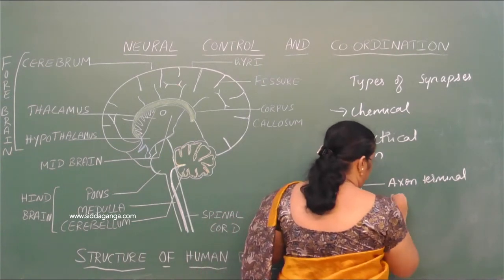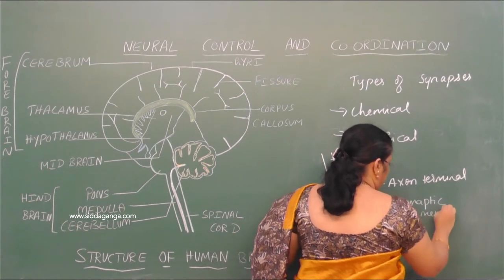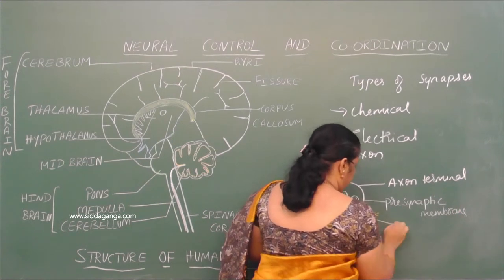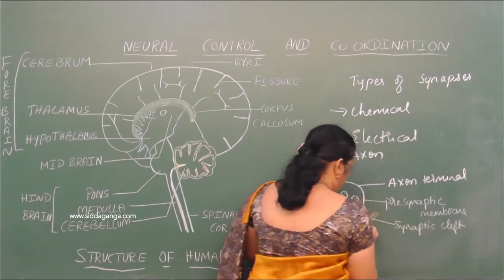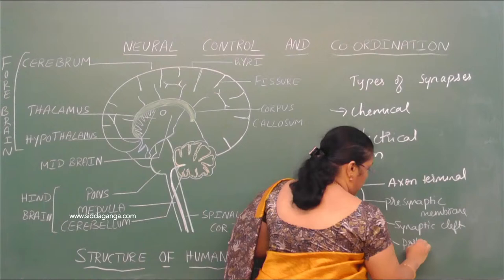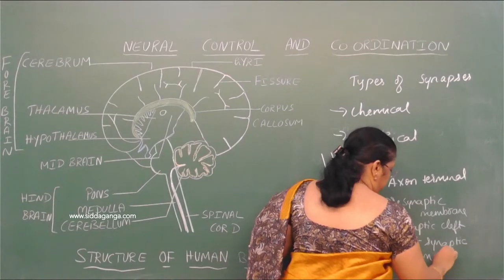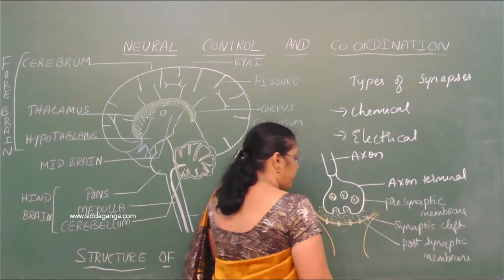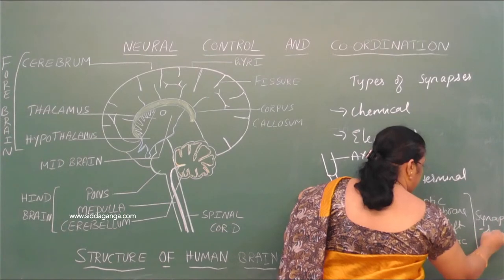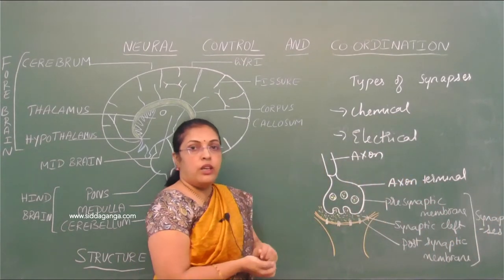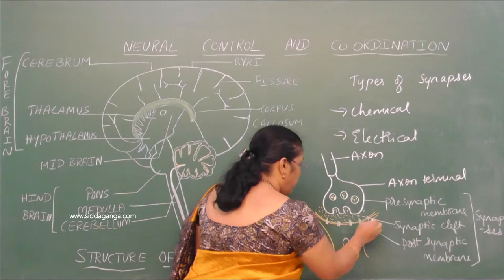So this is presynaptic membrane. Synaptic cleft. Post synaptic membrane. Together forms a junction called synapses. So this is axon of one neuron. This is cell body of another neuron with dendrites.